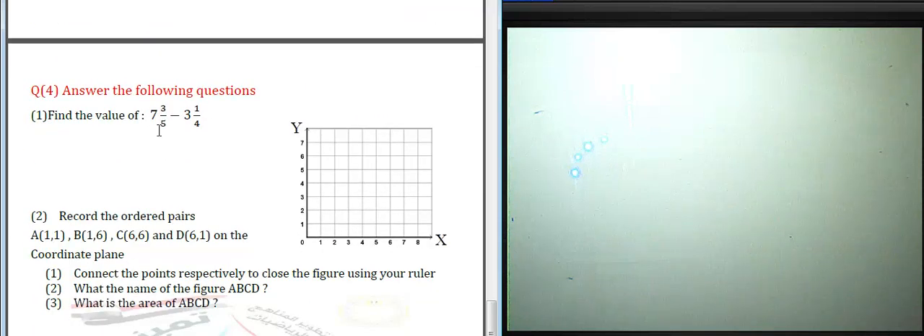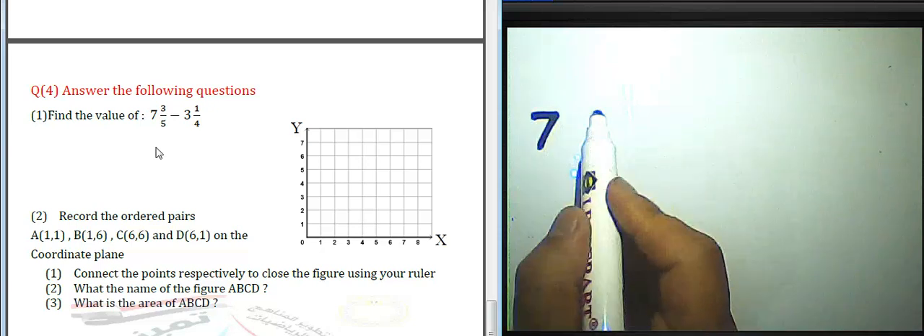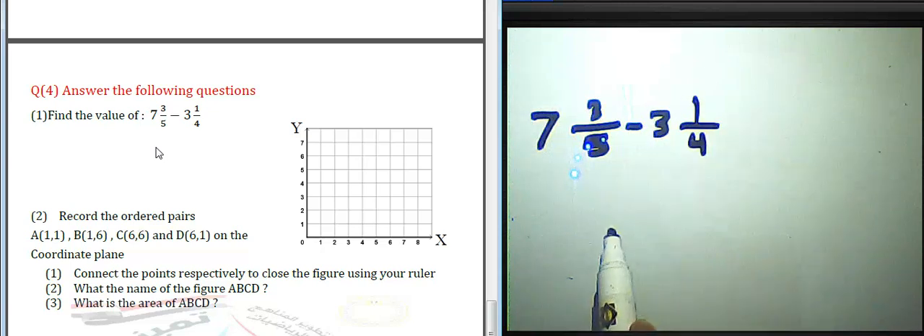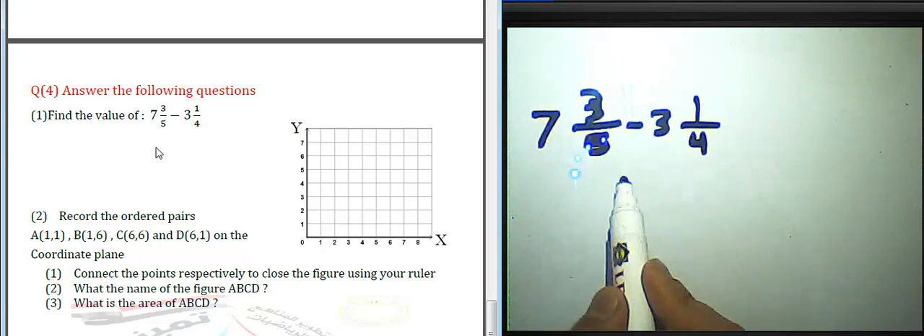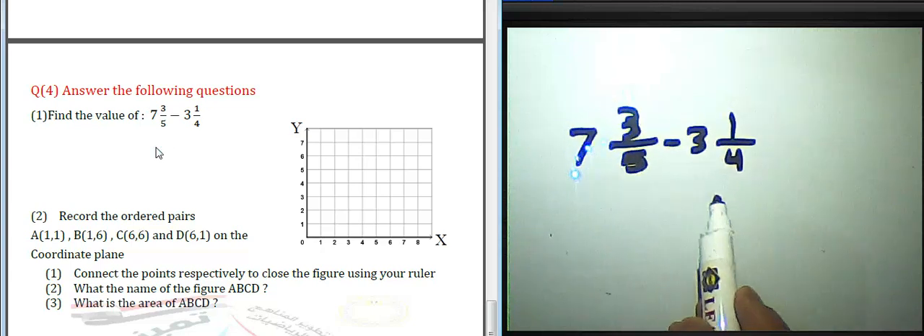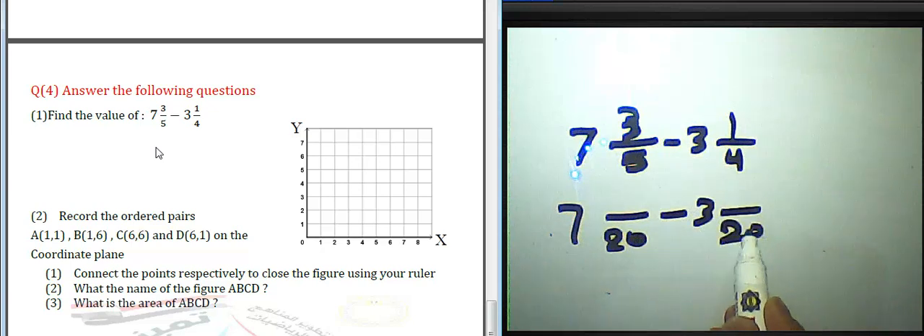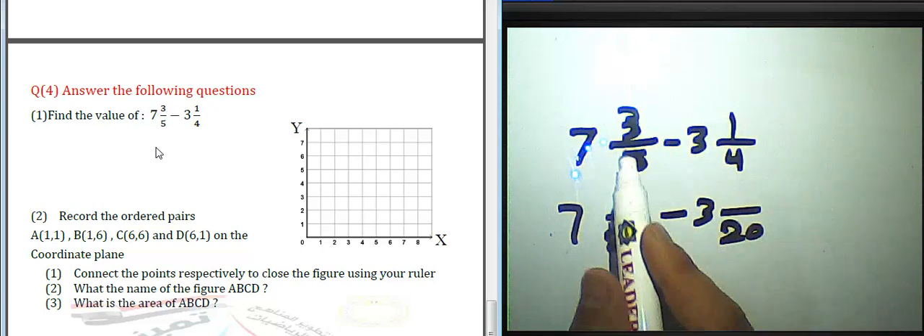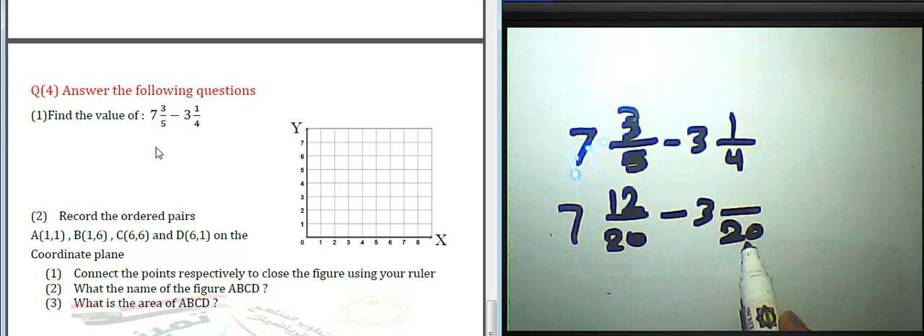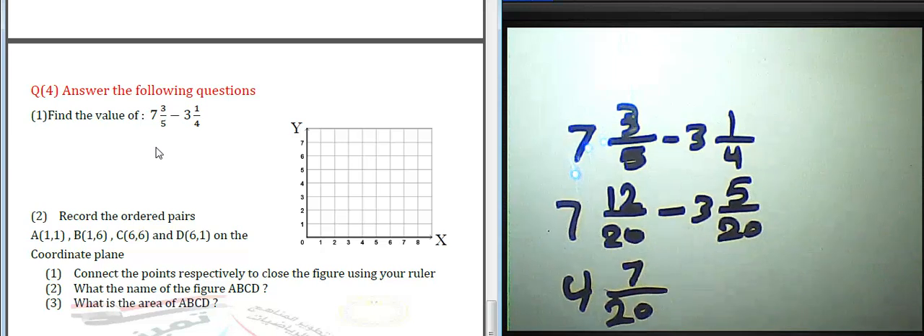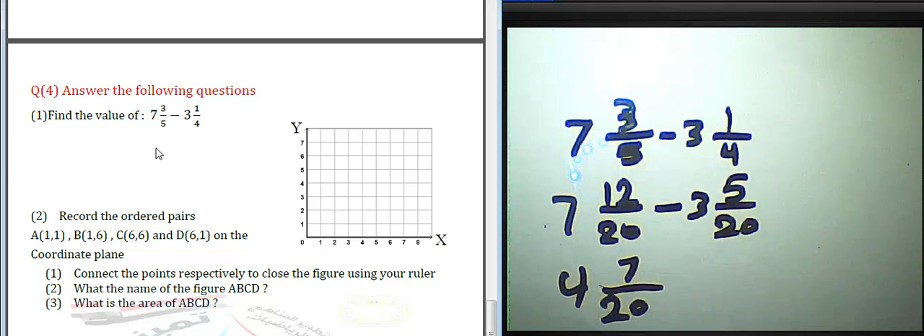Question 4. Find the value of 7 and 3 over 5 subtract 3 and 1 over 4. We can find the least common multiple of 5 and 4. It will be 20. Write 20 in the denominator. 4 times 5 equals 20, 3 times 4 equals 12, 4 times 5 equals 20, 1 times 5 equals 5. 7 minus 3 equals 4, and 12 minus 5 equals 7, and write 20 in the denominator. The result will be 4 and 7 over 20.